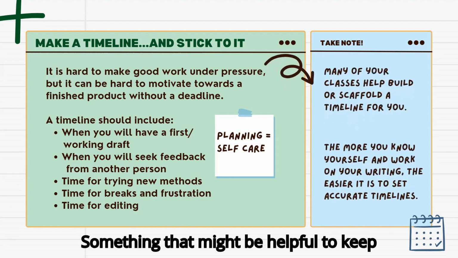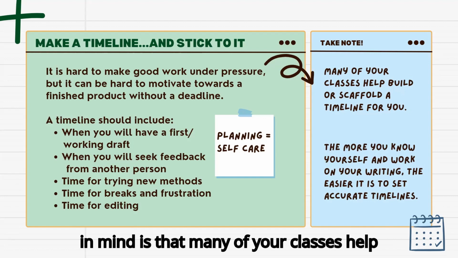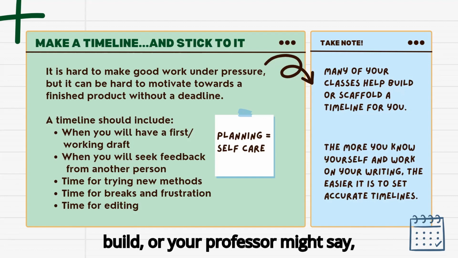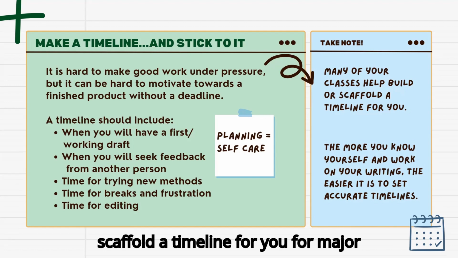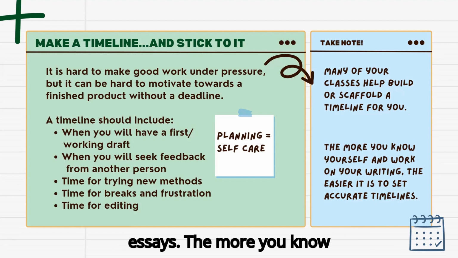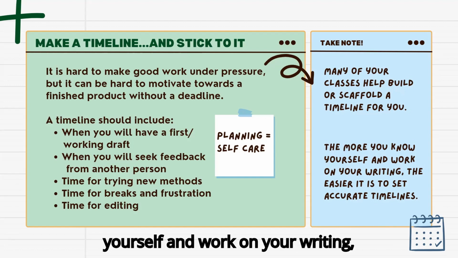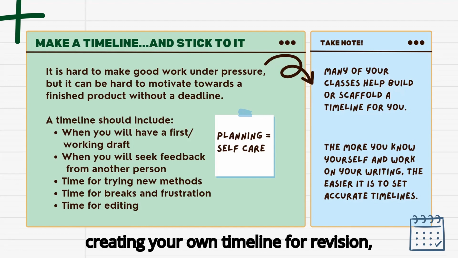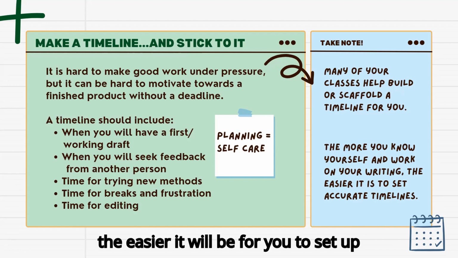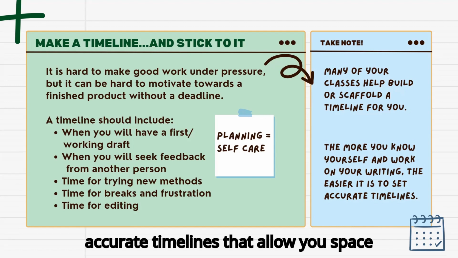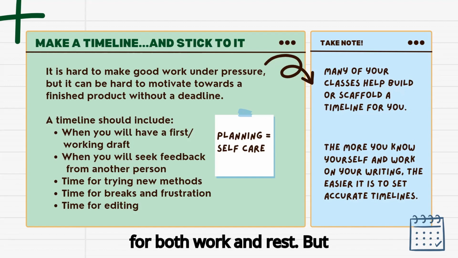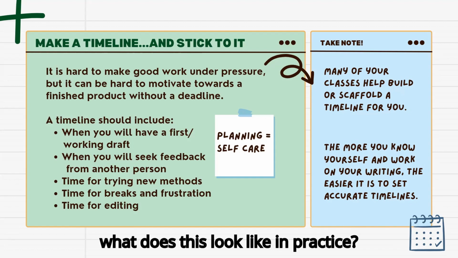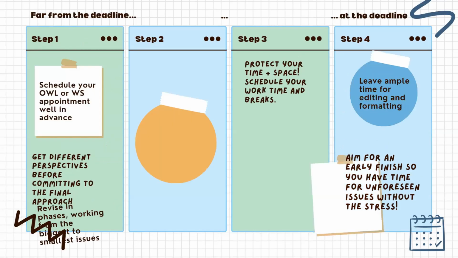Something that might be helpful to keep in mind is that many of your classes help build, or your professor might say, scaffold a timeline for you for major essays. The more you know yourself and work on your writing, creating your own timelines for revision, the easier it will be for you to set up accurate timelines that allow you space for both work and rest. But what does this look like in practice?